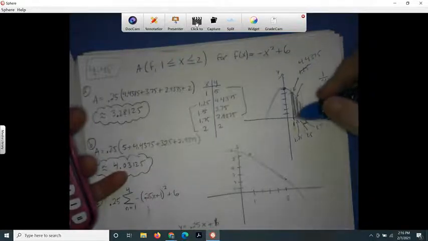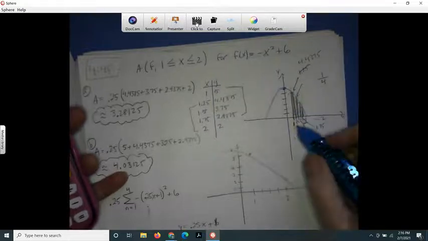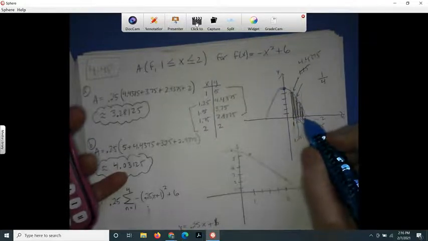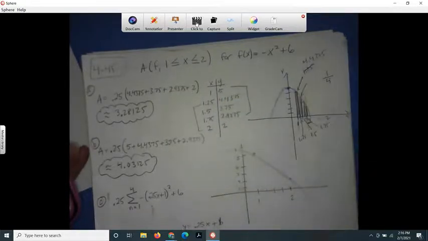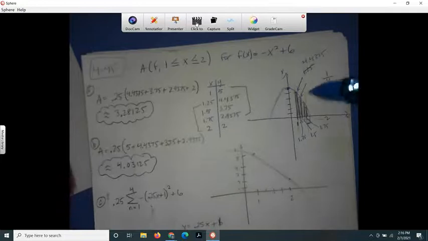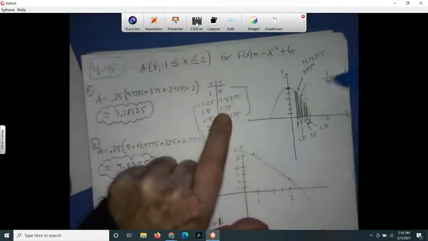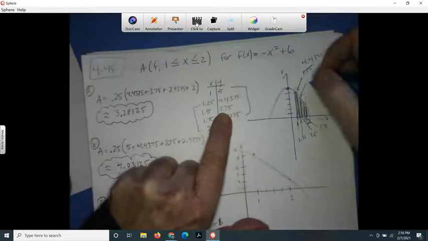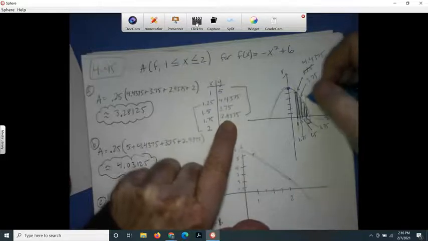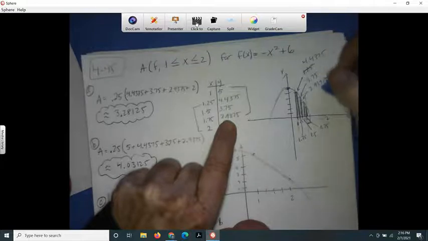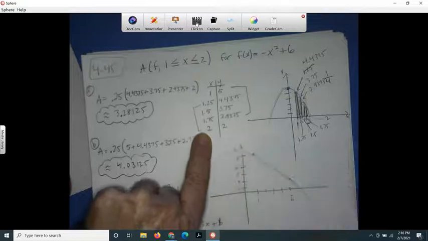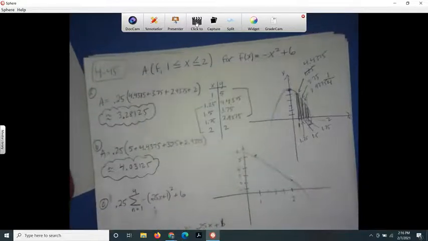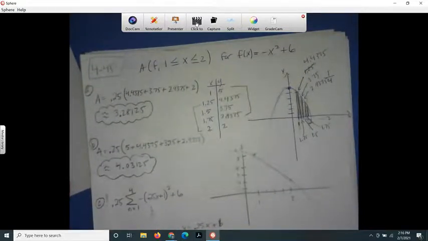But I don't want to do it that way. I don't want to keep multiplying each one by 0.25. I'm going to find out what all these heights are. So I just did it right here. I found out this height, the 3.75, that's this height. And then the next height was 2.9375. I'm getting those heights by plugging the x values in. Hey, maybe I should focus this. Plugging the x values in.